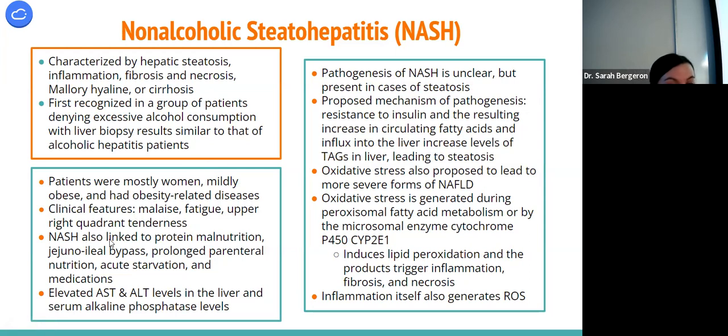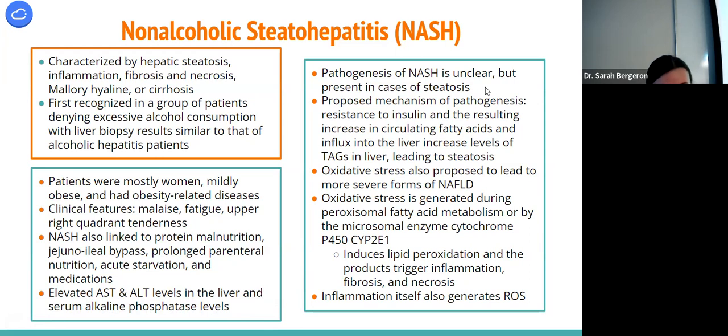NASH is also linked to protein malnutrition, jejunal ileal bypass, prolonged parenteral nutrition, so just other sites other than the mouth to get your nutrition, acute starvation, and medications. And like the lab results showed, she had elevated AST and ALT levels and also alkaline phosphatase levels. And these enzymes are all produced by the hepatocytes in the liver. And so when the liver is damaged, they get released into the bloodstream. That's why you see these elevations in the levels.